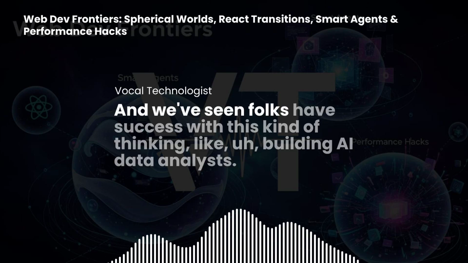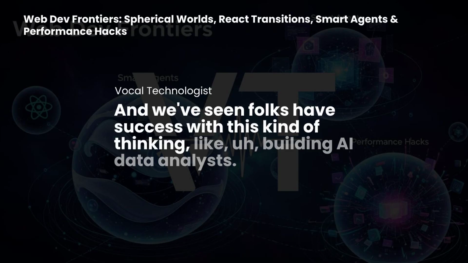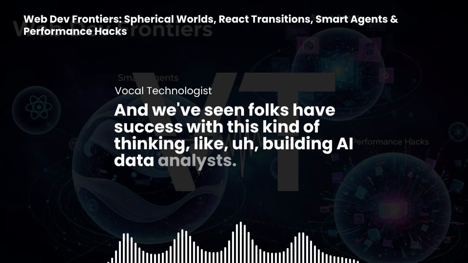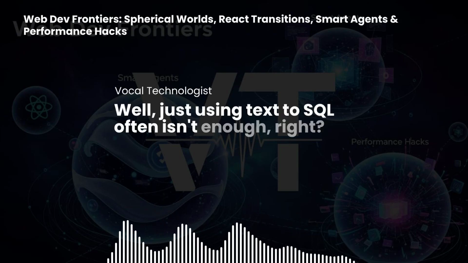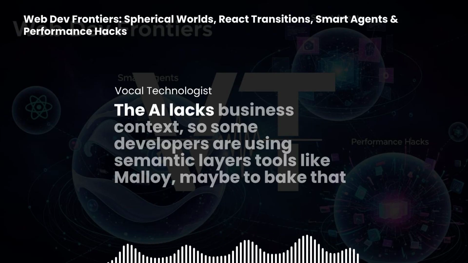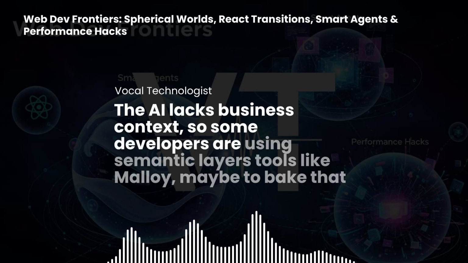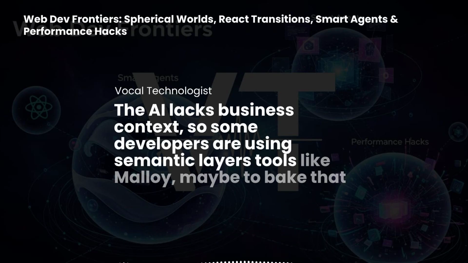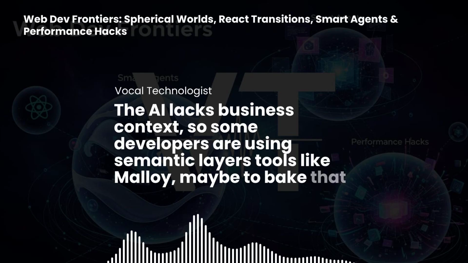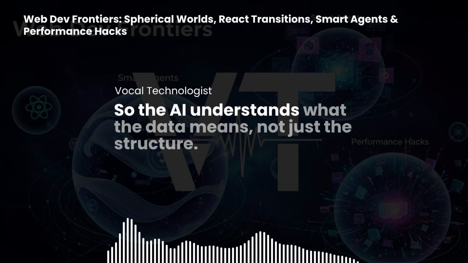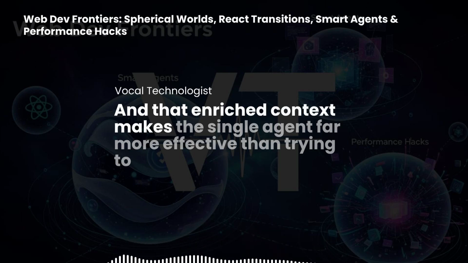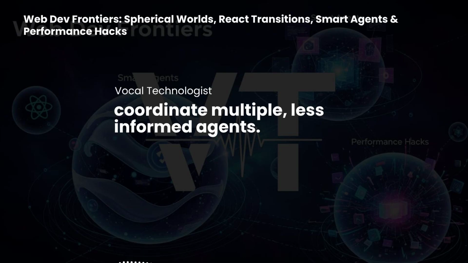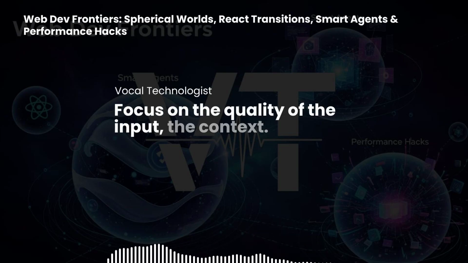Precisely. And we've seen folks have success with this kind of thinking, like building AI data analysts. Oh, yeah. How so? Well, just using text-to-SQL often isn't enough, right? The AI lacks business context. So some developers are using semantic layers, tools like Malloy maybe, to bake that business logic in. So the AI understands what the data means, not just the structure. Exactly. And that enriched context makes the single agent far more effective than trying to coordinate multiple less informed agents. Makes a lot of sense. Focus on the quality of the input, the context.